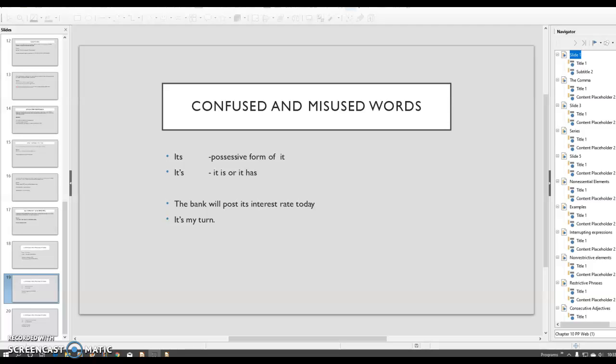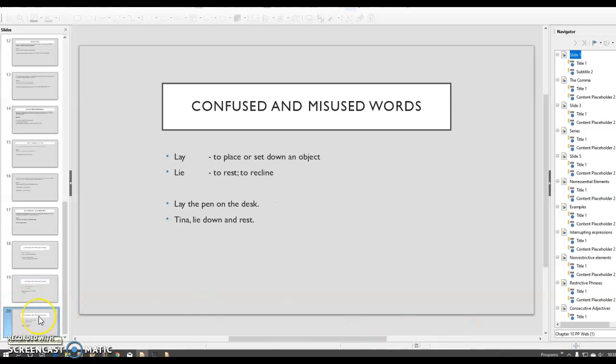Its without an apostrophe is a possessive form of "it." It's with an apostrophe means "it is" or "it has." The bank will post its interest rate today. It's my turn. That means it is my turn.